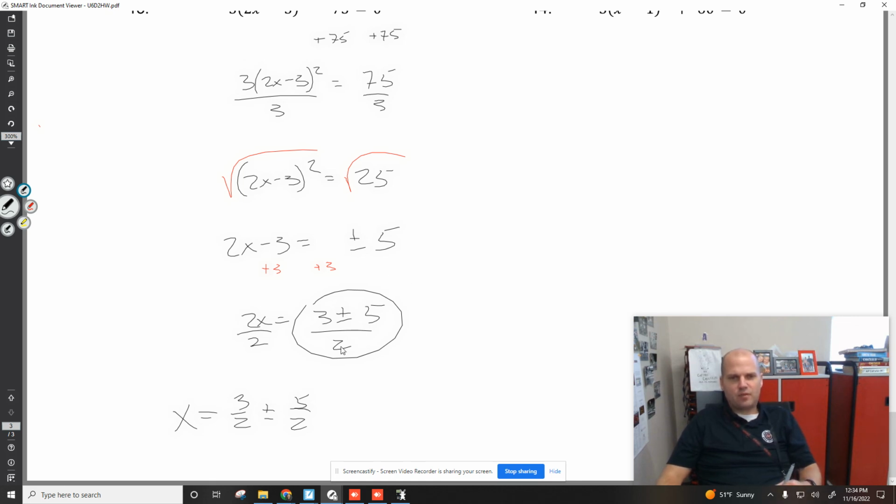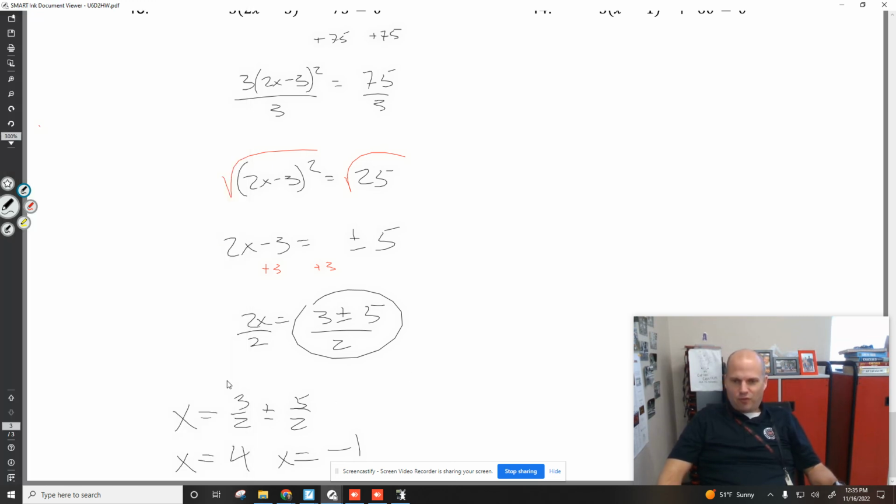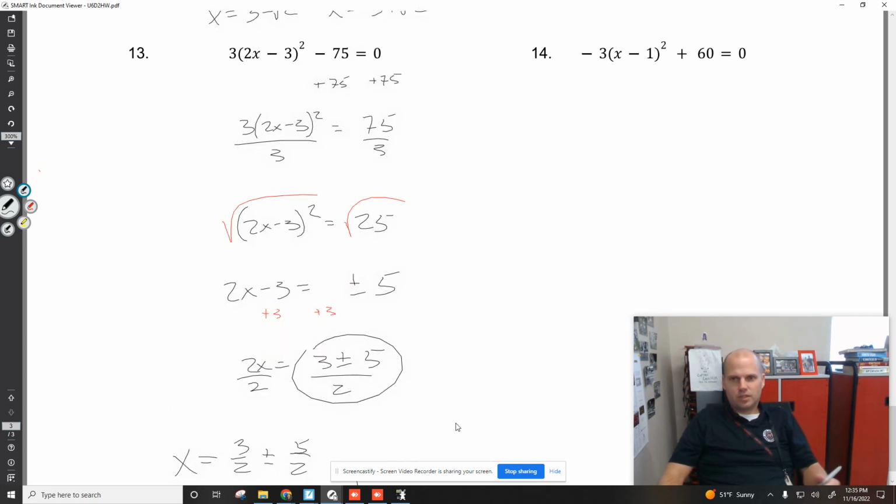Like 3 plus 5 over 2. 3 plus 5 over 2 is 8 over 2, which is 4. 3 minus 5 over 2. 3 minus 5 is negative 2. Negative 2 over 2 is negative 1. Or 3 halves plus 5 halves. You can do it in your calculator, 3 halves plus 5 halves, either using the fraction button or this. 4. 3 halves minus 5 halves. Negative 1. But again, it's like vertex plus or minus distance to solutions. That was a good one.